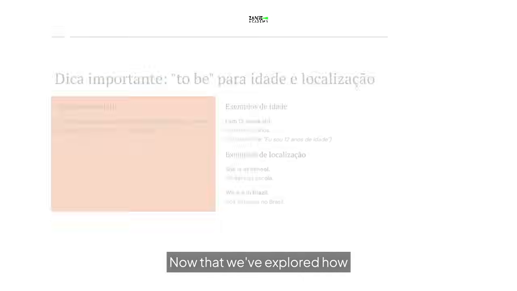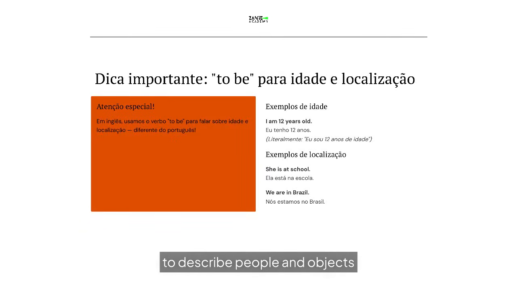Now that we've explored how to describe people and objects using the verb "to be," let's take our understanding a step further. Moving forward in our journey, we need to pay special attention to how we use "to be" when talking about age and location. This is an important distinction, especially since it differs from how we express these ideas in Portuguese. In English, we use "to be" to indicate our age. For instance, if you want to say you are 12 years old, you would say, "I am 12 years old."